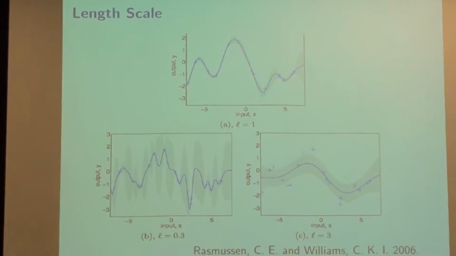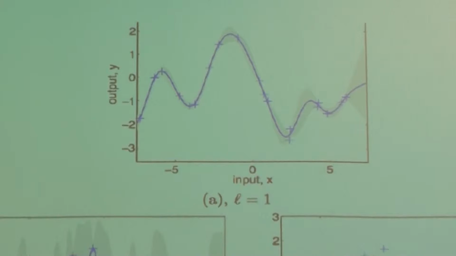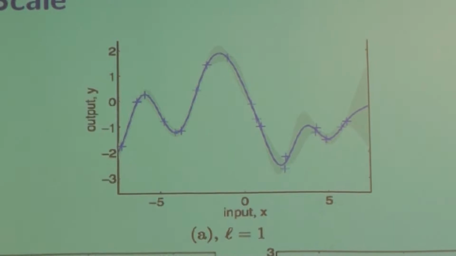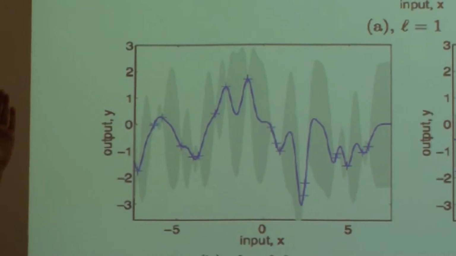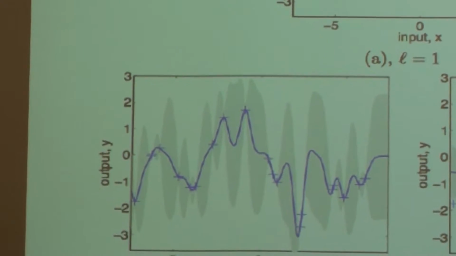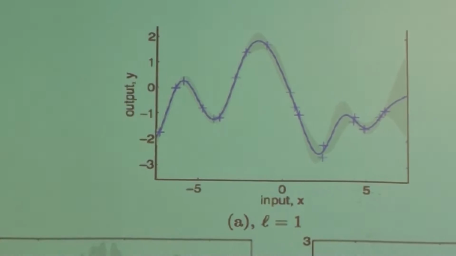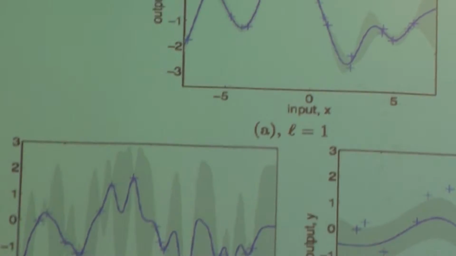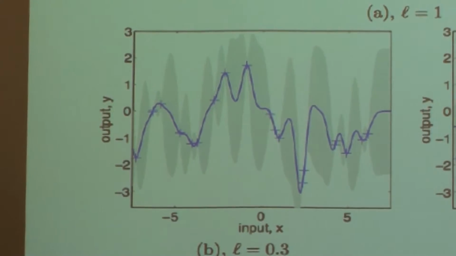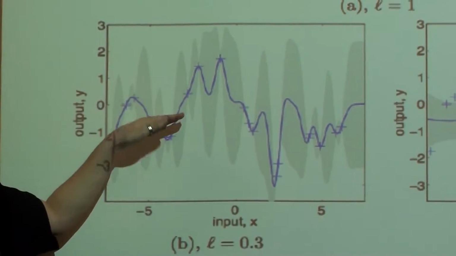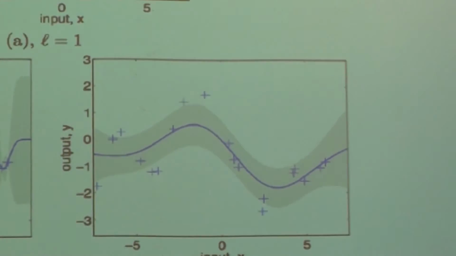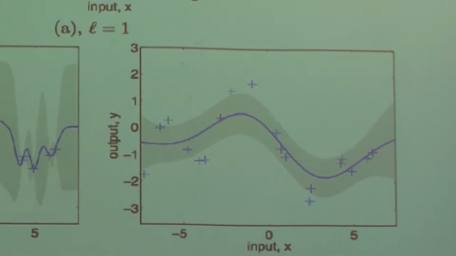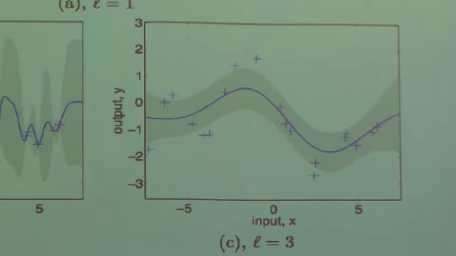So let me just show you. We have a 1D example. These little crosses are observed data points. You can see with length scale 1, it's smooth enough that there's not too much variation, but it still allows the function to go through all the observed data points, as opposed to length scale of 0.3. There's way too much variation in between, and it still goes through all the points, but it's kind of uncertain, whereas length scale equal to 3 is an over-smoothing. It doesn't go through all of the points at all.